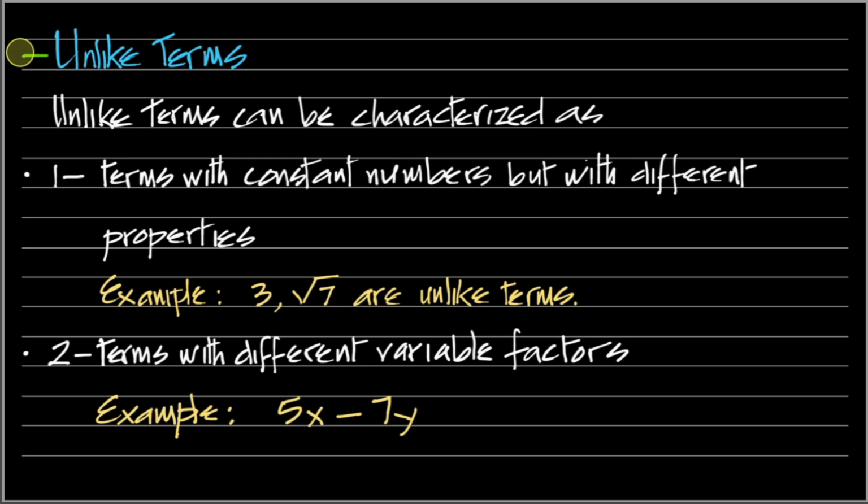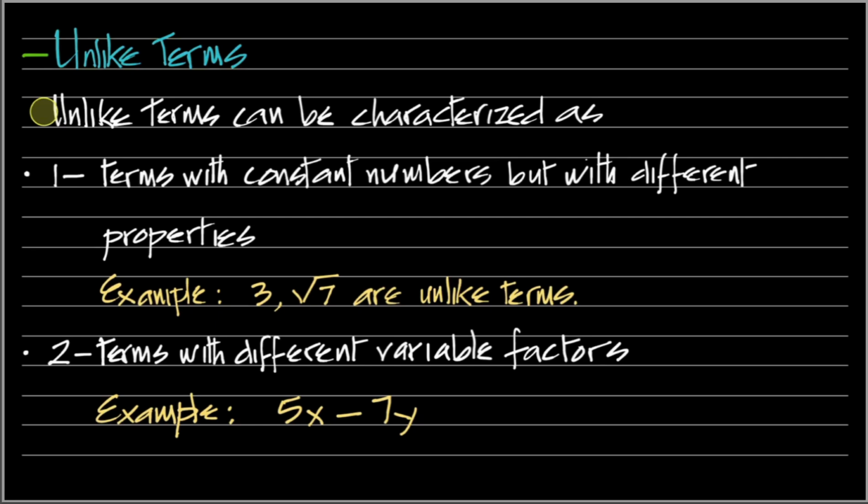Unlike terms, simple. That means terms that do not have things in common, other properties or characteristics. So we can say unlike terms are terms. We can say unlike terms can be characterized as one, terms with constant numbers but with different properties.